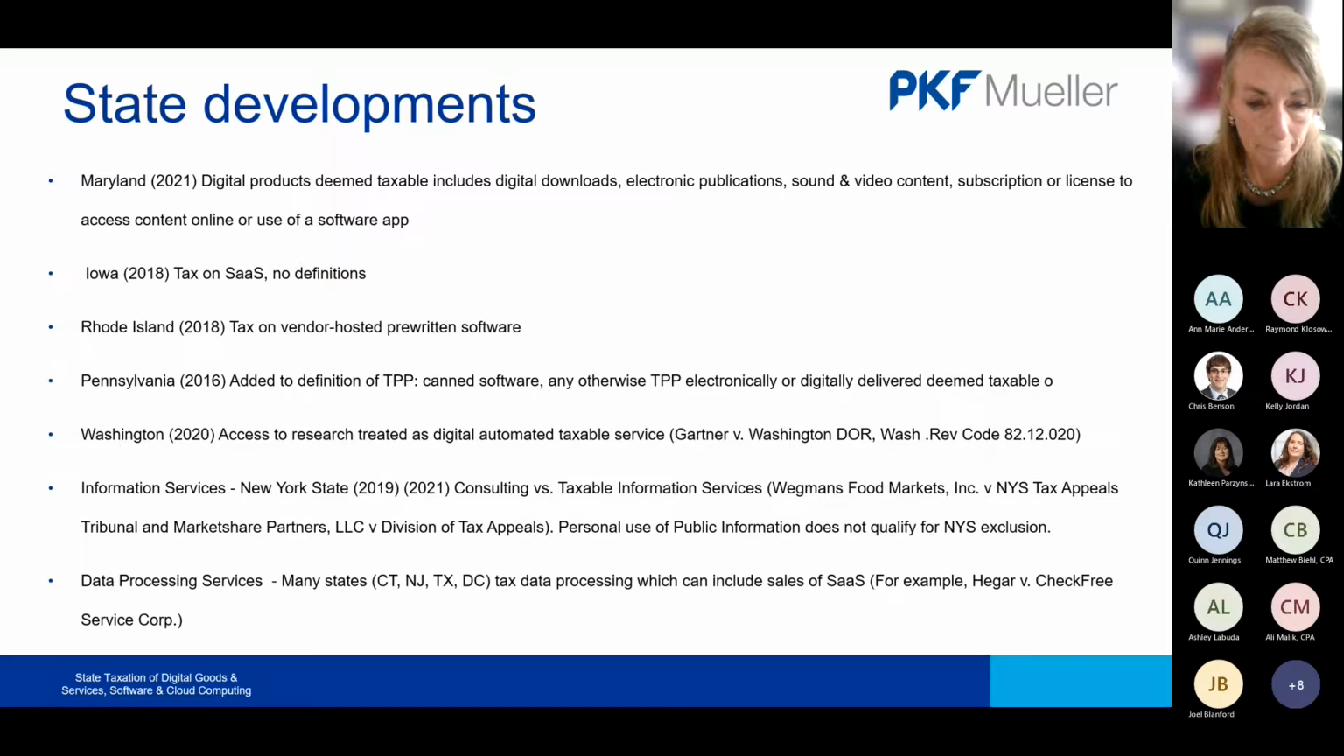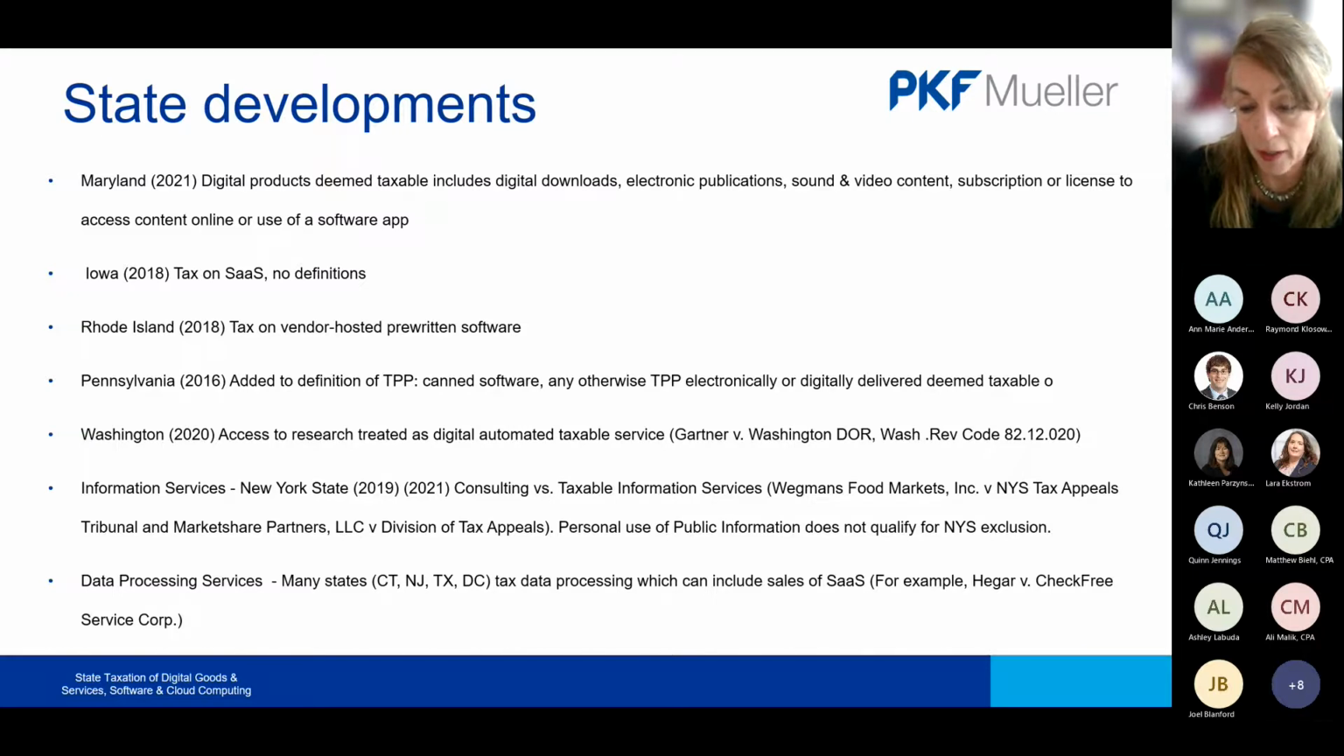Washington, any access to research is treated as a digital automated taxable service. That is fairly new. That just happened in 2020. New York State, they have some information services, consulting versus taxable information services. So that looks like it went to the Court of Appeals, Ellen? Yeah, that was appealed. So personal use of public information, even if it's digital or electronic, is taxable, and it doesn't qualify for an exclusion.